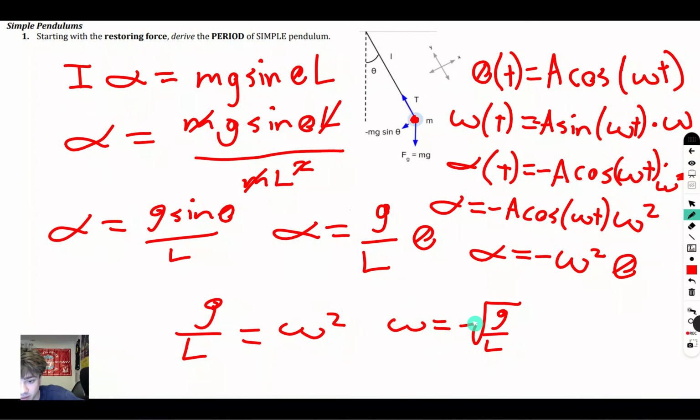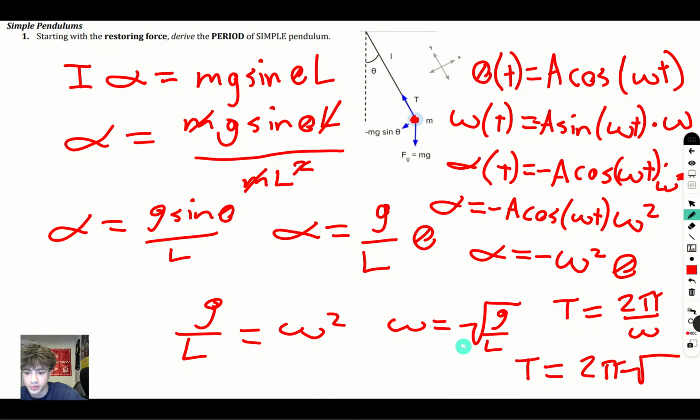So now that we have our omega, which is root g over L, we can plug that into our period equation, and our period equation is T is equal to 2 pi over omega. So we're going to take 2 pi, multiply it by 1 over omega to get our T. 1 over omega is going to be simply this flipped, so we will get our final period to be 2 pi root L over g.